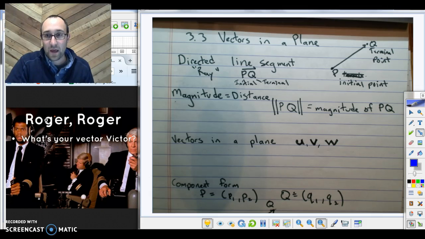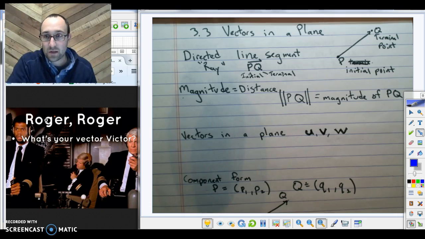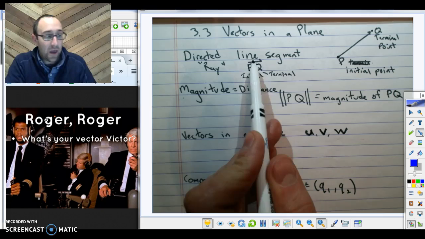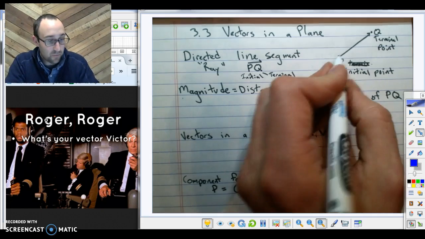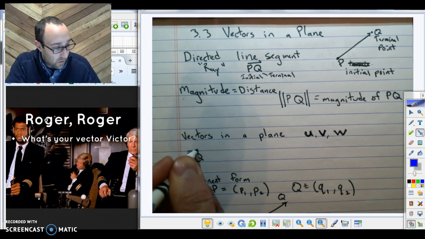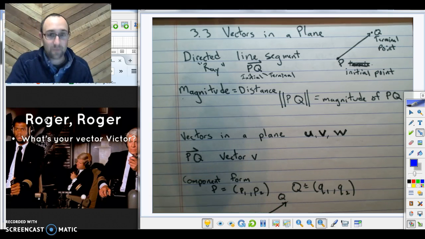That's magnitude, and now we're going to talk about vectors in a plane. A vector is a directed line segment. It is the exact same thing. A vector has a magnitude and a direction. All right, so we can call this thing that we have up here PQ. So we could say ray PQ is the same as vector PQ.